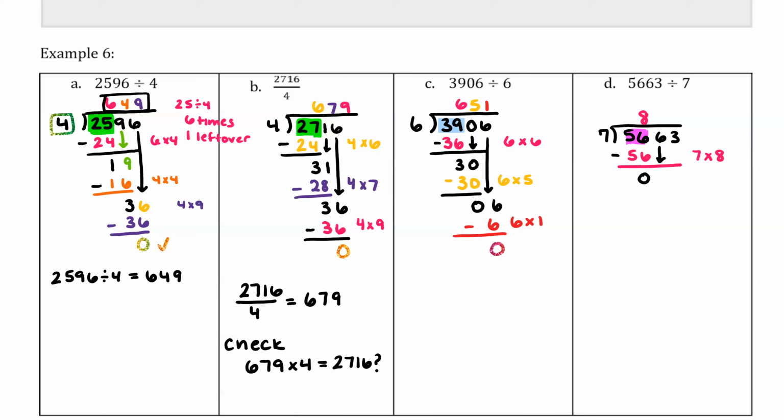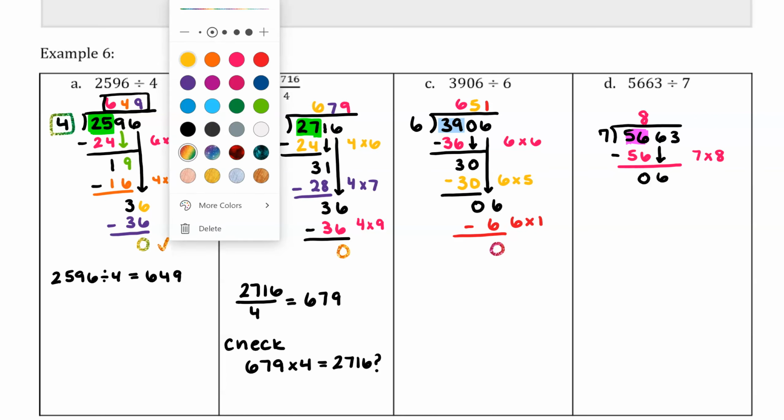So I'm going to bring down the 6. Now, what can I times 7 by to get close to 6? Well, nothing, because even if I just times it by 1, I'm already bigger than 6. So since there was nothing I could times 7 by, I'm going to have to bring down another digit. But I also have to tell my answer, hey, you couldn't actually do this division, so I'm going to use a 0 as that placeholder.